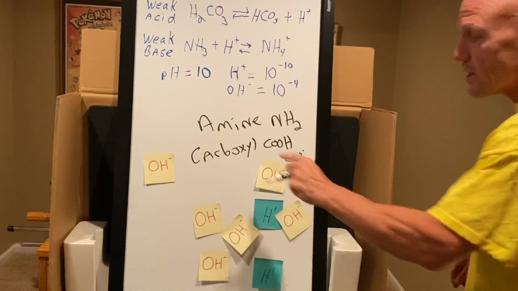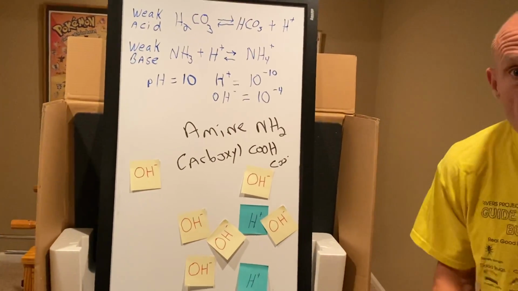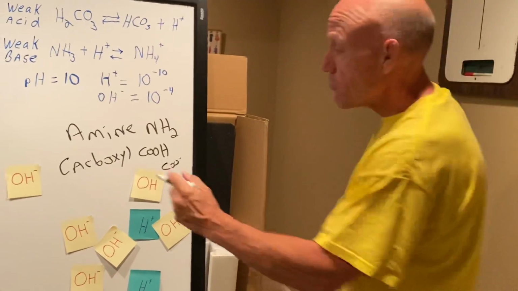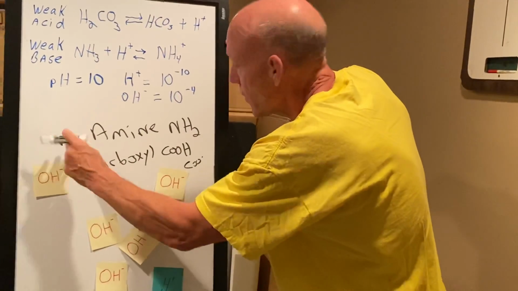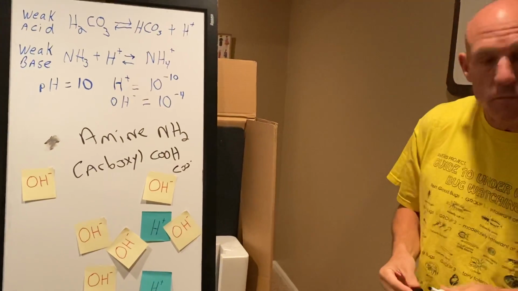Now, amino acids have an amine group and they have a carboxyl group, which makes them almost schizophrenic. On one end, they're acidic, and on the other end, they're basic. The amine group is NH2. Oh, I already did that, right? And this group is called the carboxyl. It's COOH.